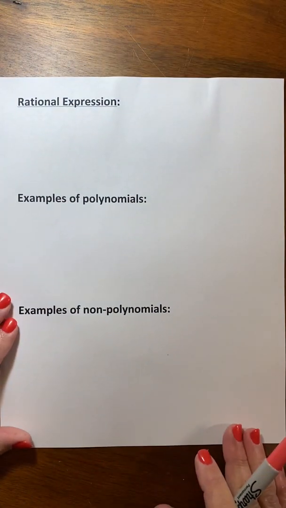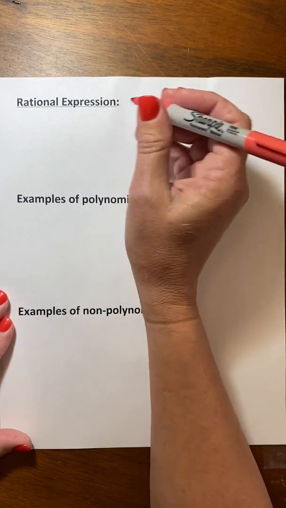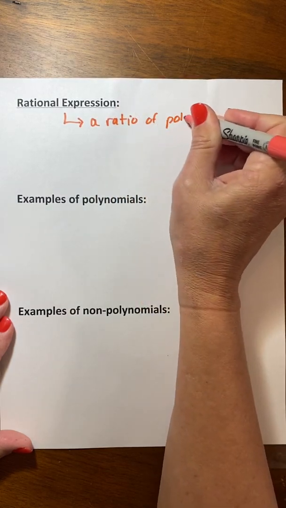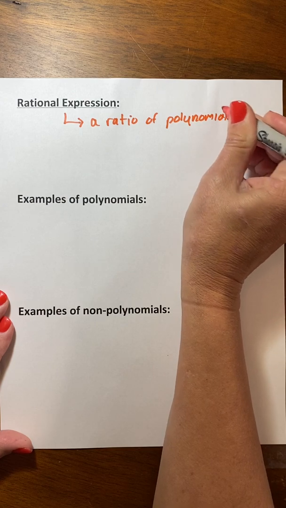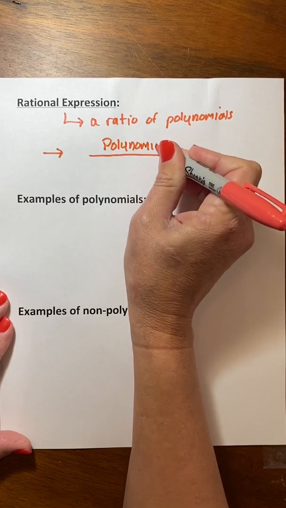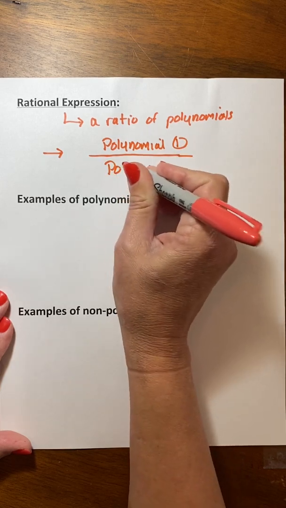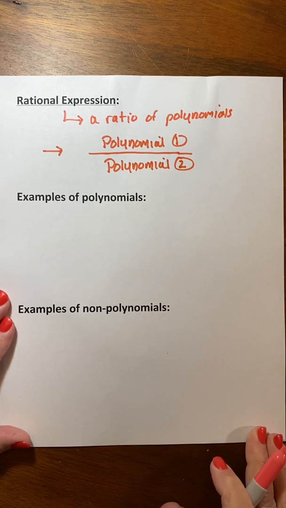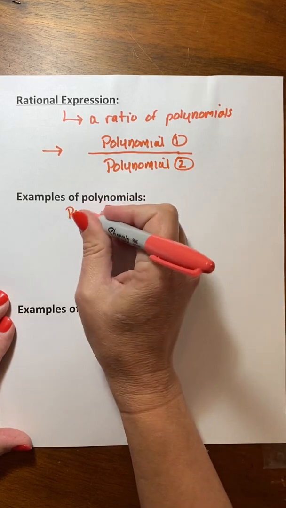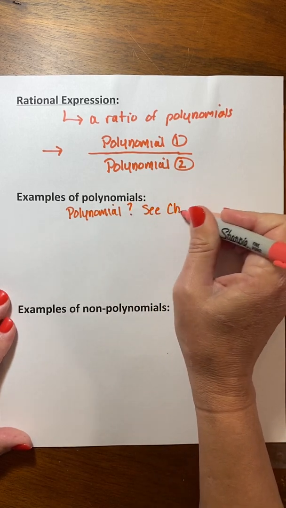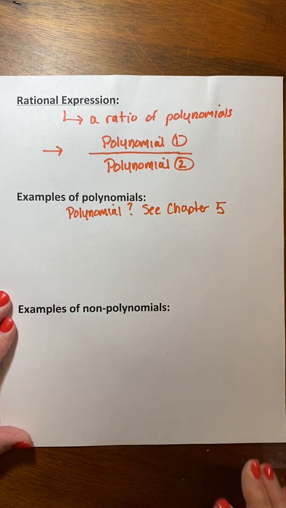Today we are talking about rational expressions. A rational expression is, instead of a ratio of integers, a ratio of polynomials. So in other words, we'll have a fraction, and in the top we'll have a polynomial. So we'll have one polynomial on the top, we'll have one on the bottom. What's a polynomial? Well, if you go to see chapter 5 in your text, it'll give you a reminder of polynomials.